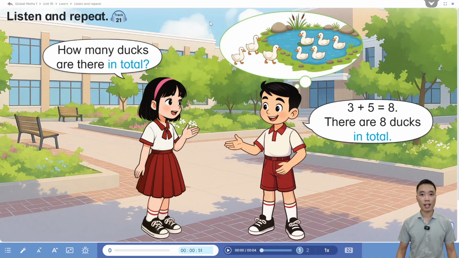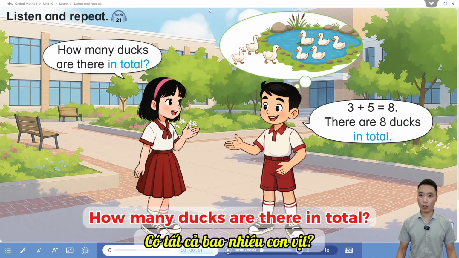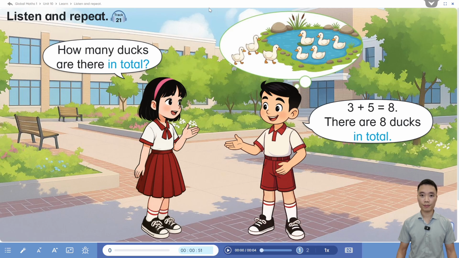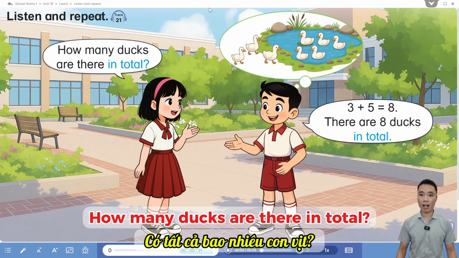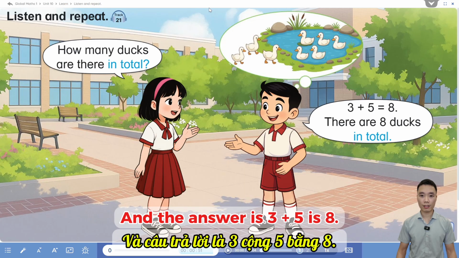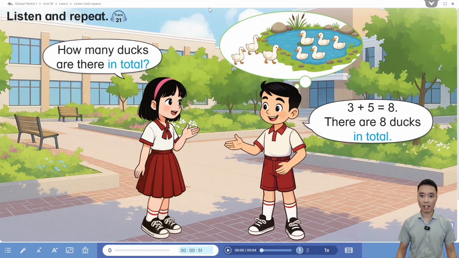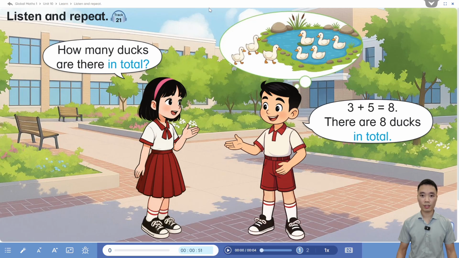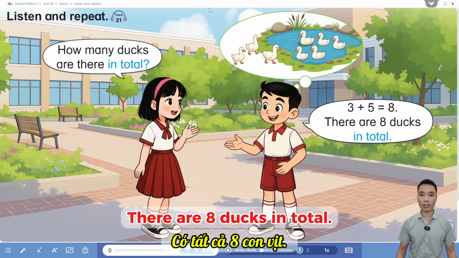Listen. How many ducks are there in total? Repeat after me. How many ducks are there in total? And the answer is 3 plus 5 is 8. There are 8 ducks in total. Repeat after me. There are 8 ducks in total.